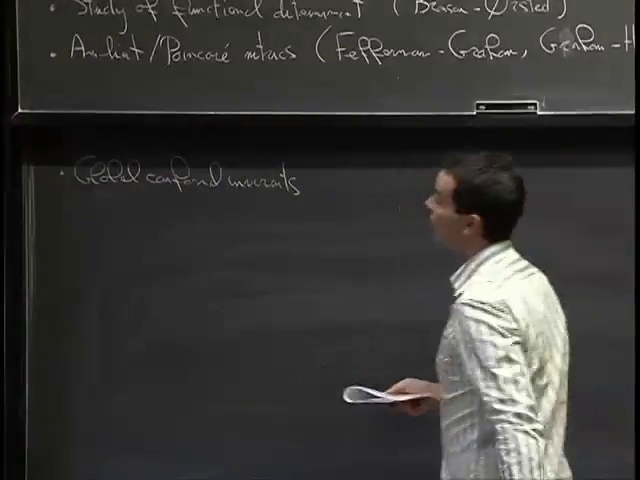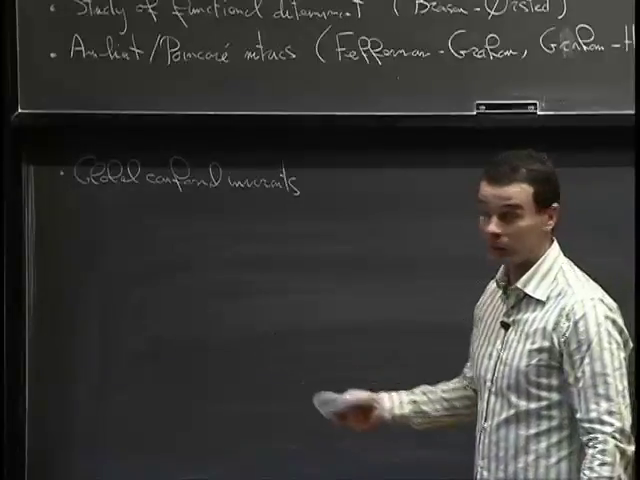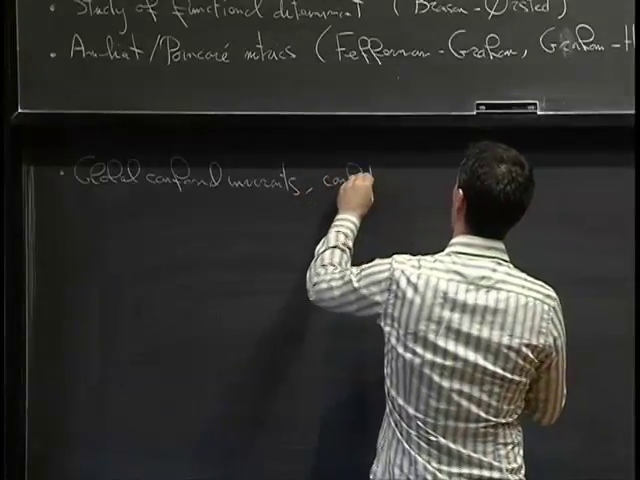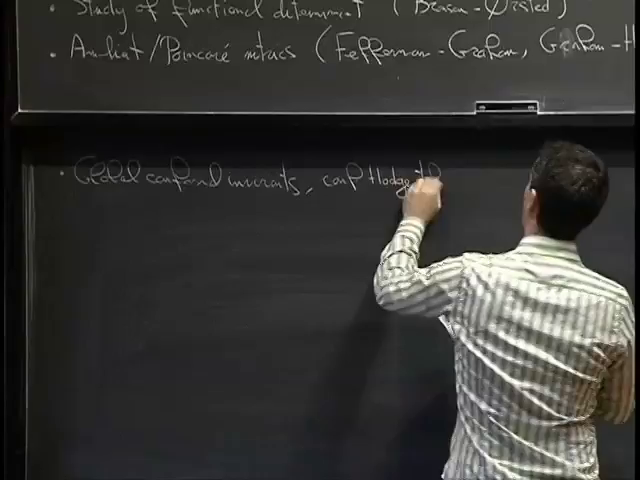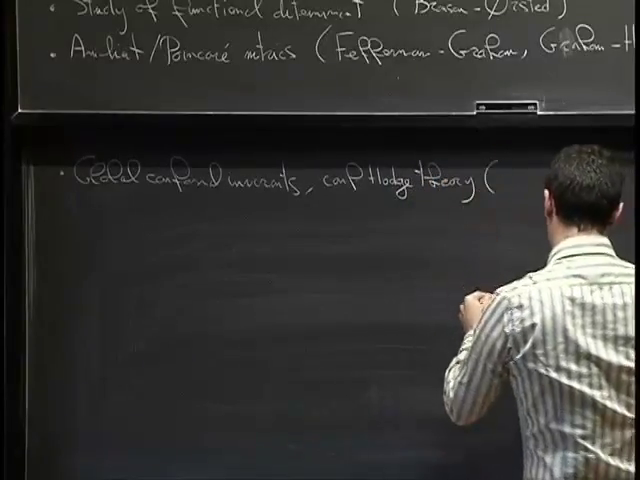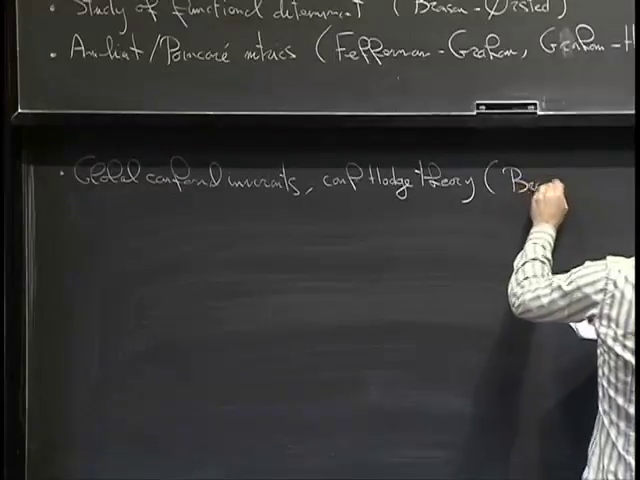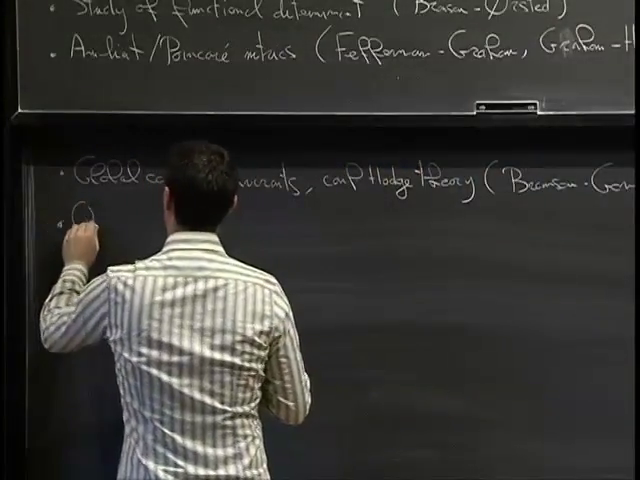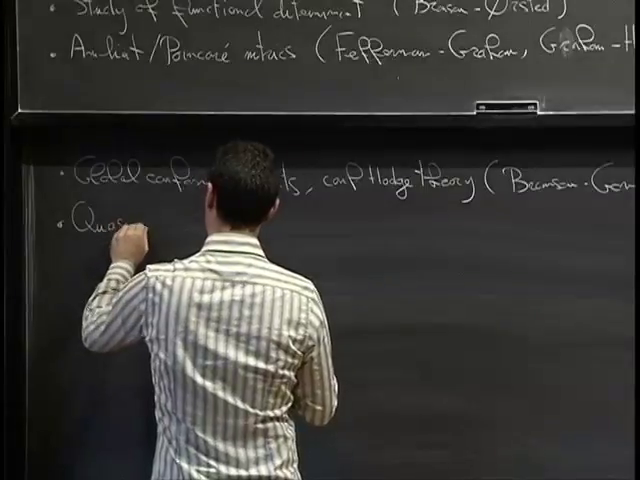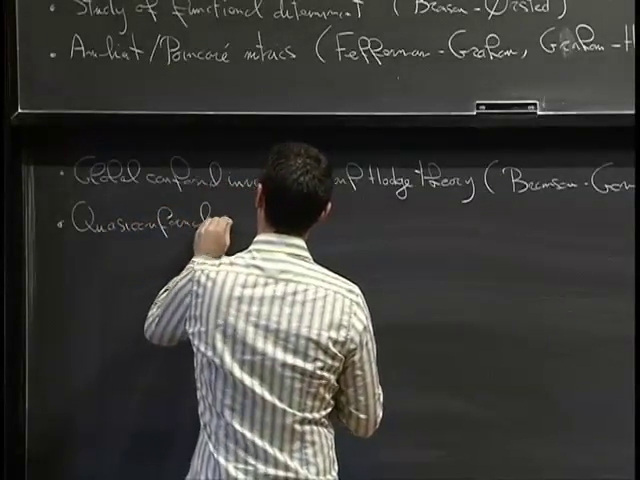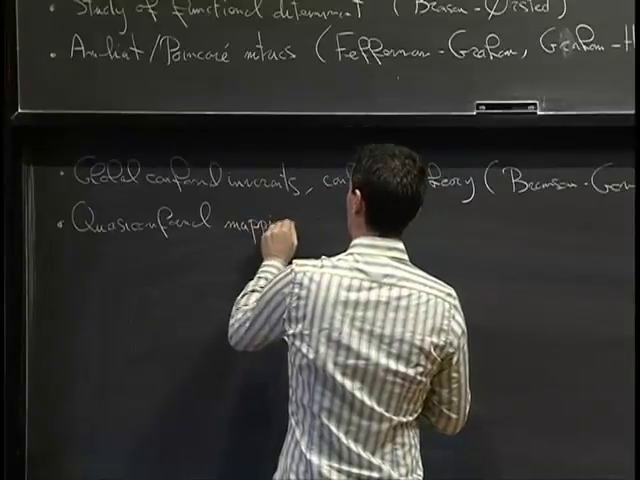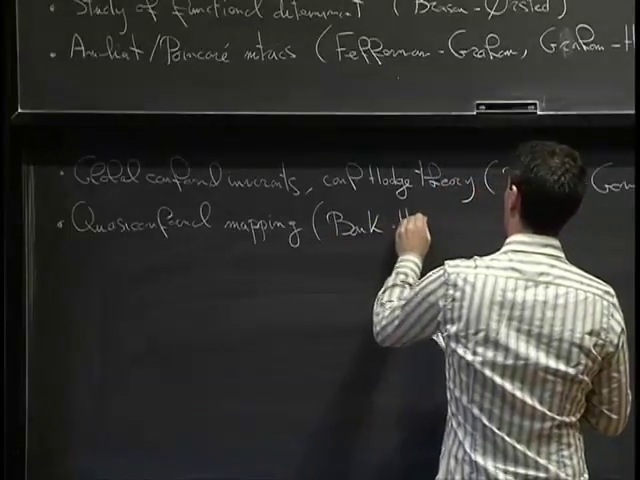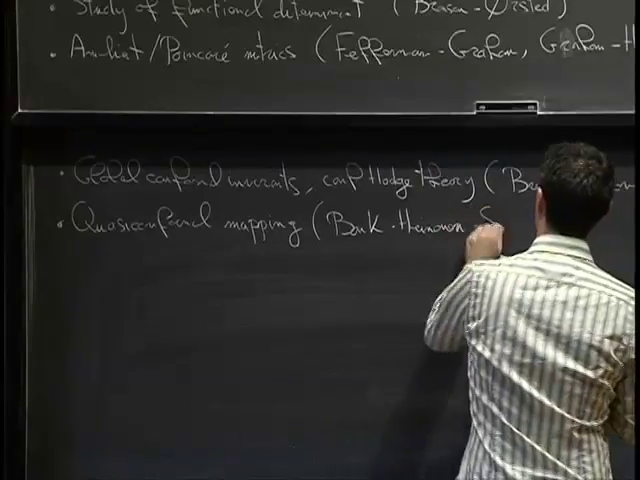So one of the goals of the construction of the ambient metric was finding new conformal invariants, and also some conformal Hodge theory. And for this I can mention works by Branson and Gover. Applications to quasi-conformal mappings: there is very recent work in 4D by Bonk, Heinonen, and Saxman.